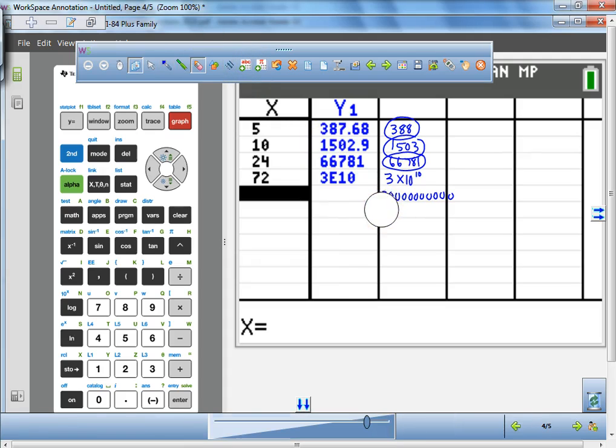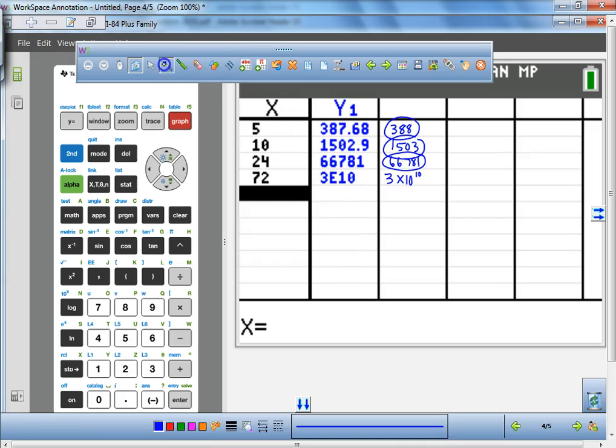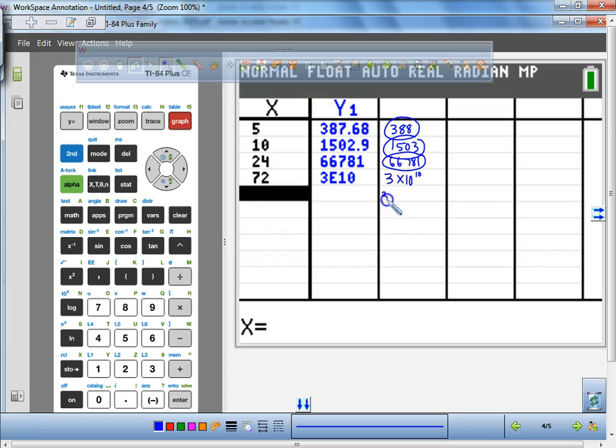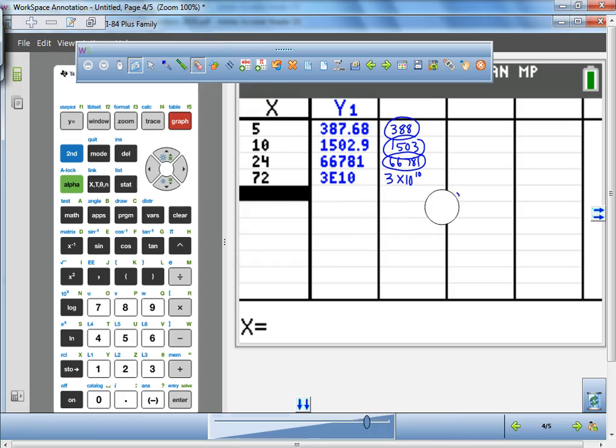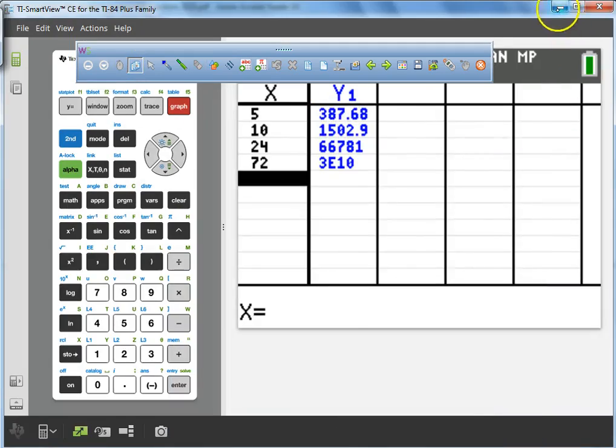I'm sorry? Oh, just that number. 66,781. Let me try that again. Ready? 3, 1, 2, 3, 4, 5, 6, 7, 8, 9, 10. Comma, comma, comma. That's a lot. That's a lot of zeros right there. Whew. That's a lot of bacteria, everybody. All right? I know it's getting out of control. All right, so that's how you guys can do that one.